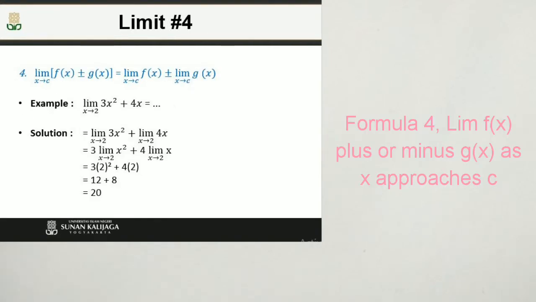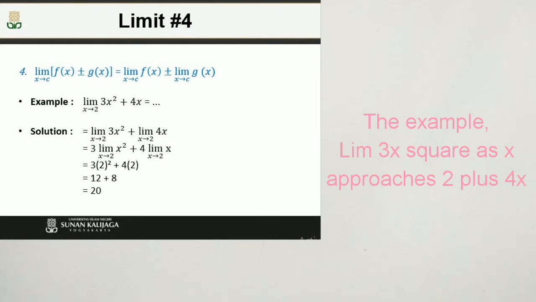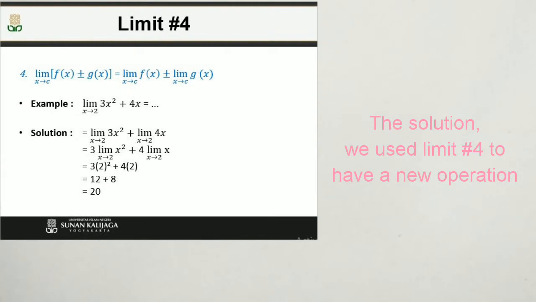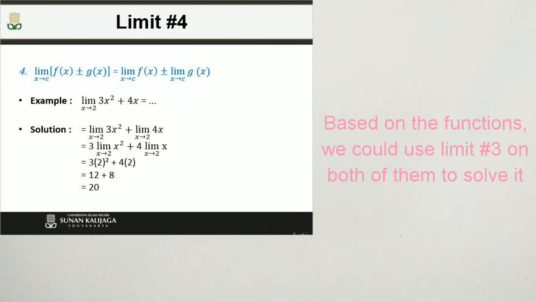Formula 4. Limit of f(x) plus or minus g(x) as x approaches c is limit of f(x) as x approaches c plus or minus limit g(x) as x approaches c. The example, limit 3x squared plus 4x as x approaches 2. The solution, we use limit 4 to have a new operation. Now we have two functions which we need to simplify. Based on the functions, we could use limit 3 on both of them to solve it.